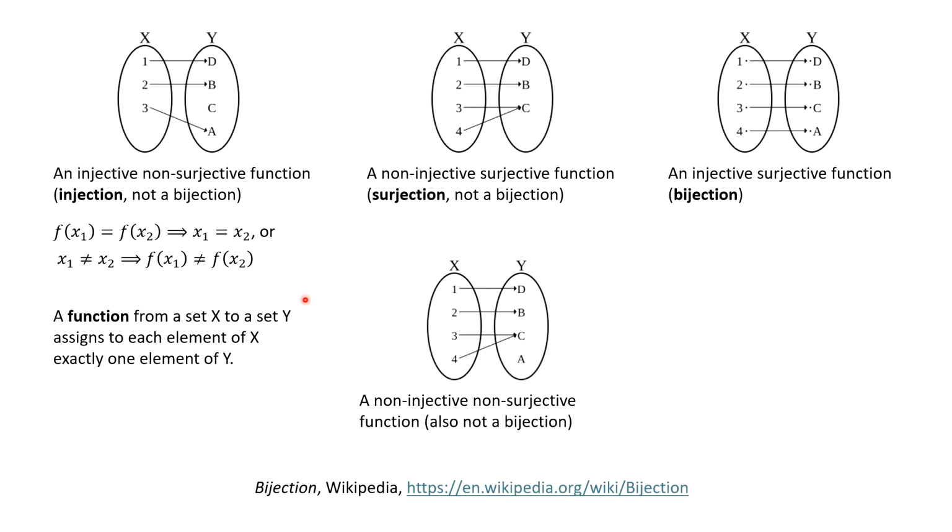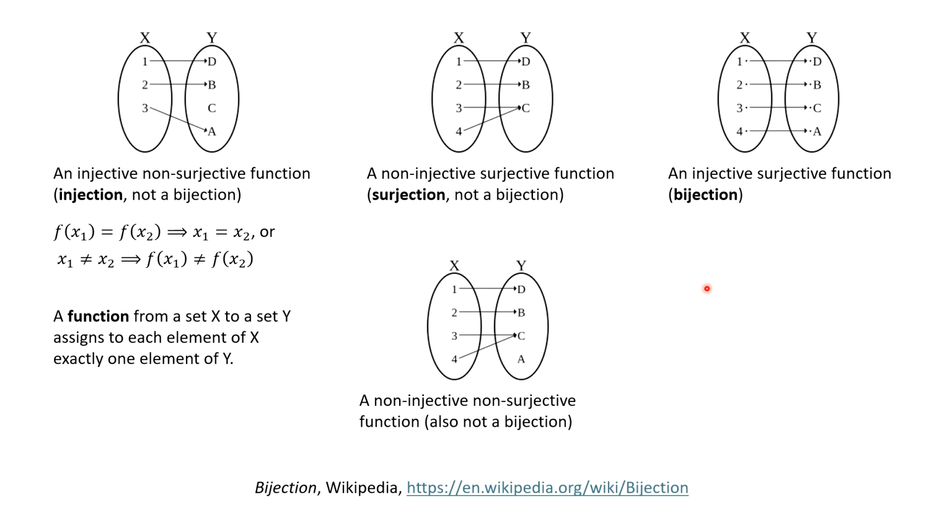And then finally, the Wikipedia article gives an example of something that's neither injective nor surjective. So it's not injective because you have two elements mapped to the same element in y. It's still a function, but it's not injective. And then it's not surjective or onto because there's an element a here and it has no element of x that's mapped to it. So we violated both conditions here.